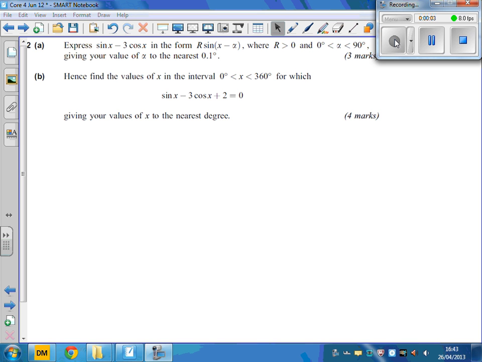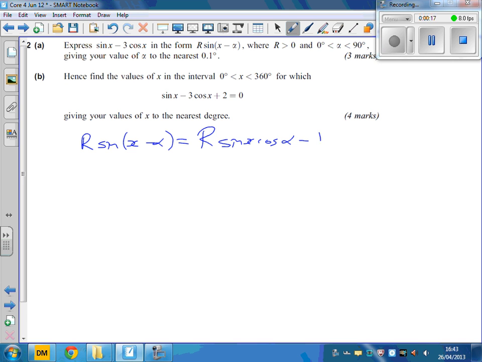June 2012 question 2 is your r sine(x minus alpha) question. We start by opening up the formula books and writing out the formula we need for this. It's r sine x cos alpha minus r cos x sine alpha, straight out from the formula book.